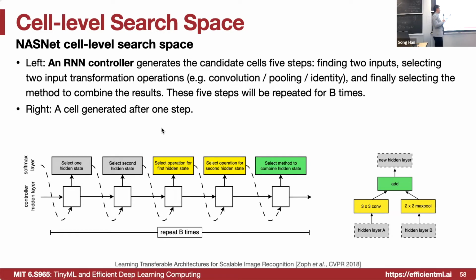Then the RNN controller is going to select the operation for the first hidden state. Here it could be a 3x3 convolution. It can also be a 2x2 max pooling. It can also be a 5x5 convolution, or 2x2 average pooling, or even an identity layer. So we choose the operation for the first hidden state, and then choose it for the second hidden state. And finally we select a method to combine these hidden states, either using element-wise add, or we can also use concat.